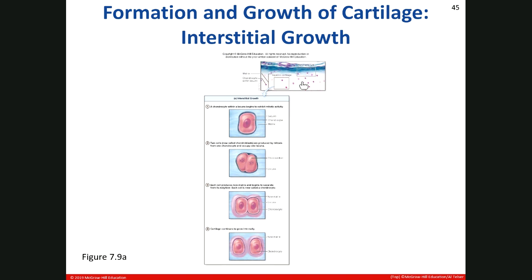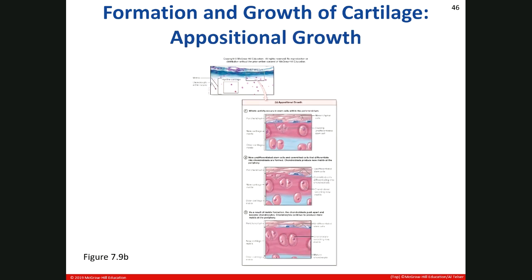So now let's look at appositional growth. This is right underneath our perichondrium, okay? Very similar type of story, okay? It's just location. So now we're looking right underneath the perichondrium here. So that's what this picture is showing us.